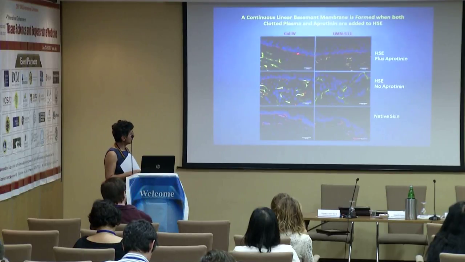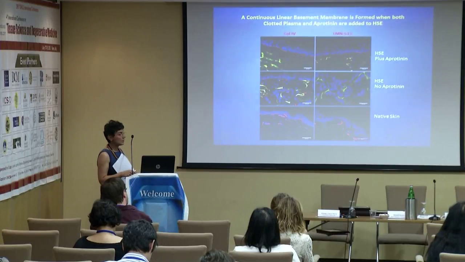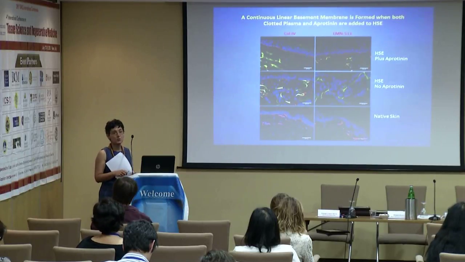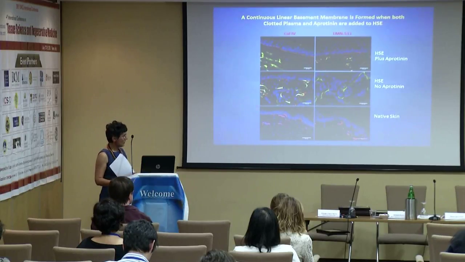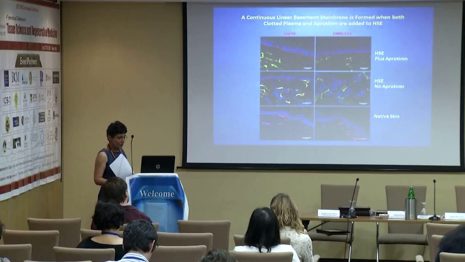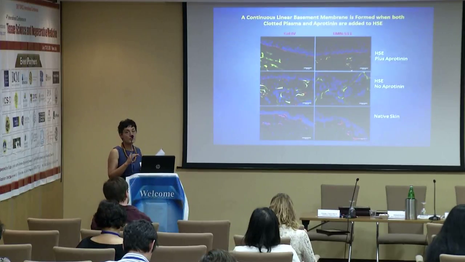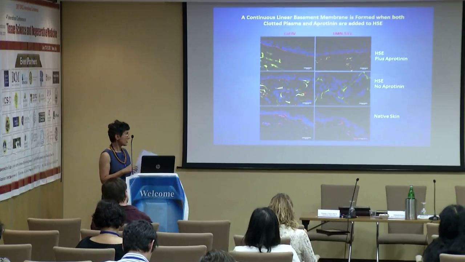Endogenous collagen 4 and laminin 511 is detected here in red using specific antibodies. This is quite important because it shows that the basement membrane is actually formed during this culture period, which confers a very good dermal-epidermal junction.